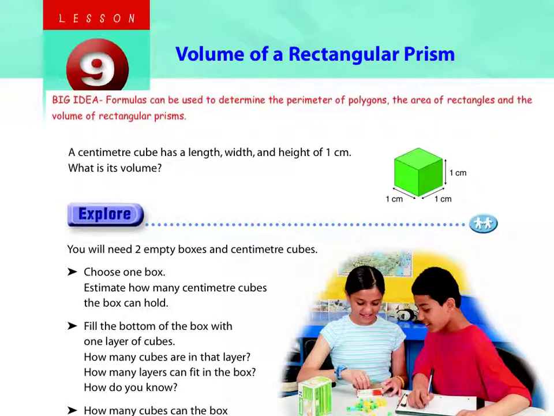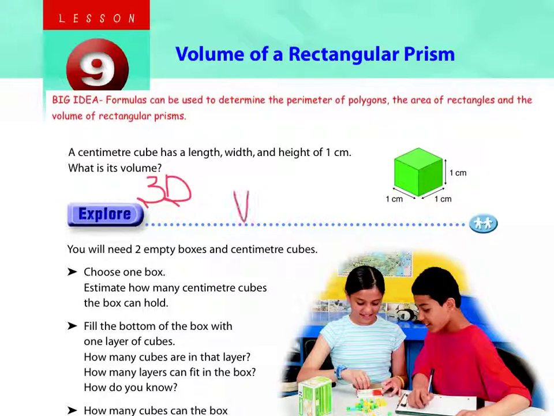What is a rectangular prism, you might say? This is a rectangular prism. It is a rectangle that is a 3D shape. So note, for volume, we are using 3D shapes. Okay, for example, here we have a centimeter cube. So it's 1 centimeter length, 1 centimeter width, and 1 centimeter height. We can use this to determine the volume of this shape.